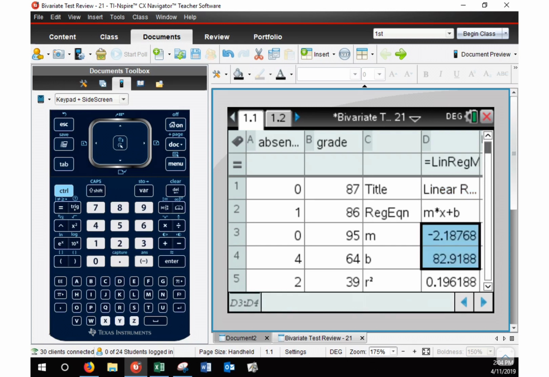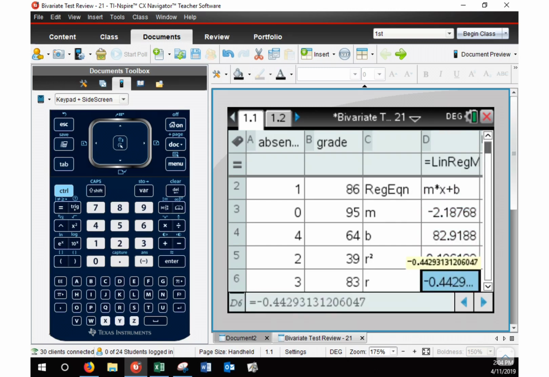That gives me my line of best fit if I wanted it right then. But my correlational coefficient there is negative 0.4429. So very weak. Well, pretty close to strong, but a weaker correlation in this one. Okay. So what does that tell us about the connection between absences and your overall grade? That the absences have some effect, but very little. Okay, not as strong as we would think.